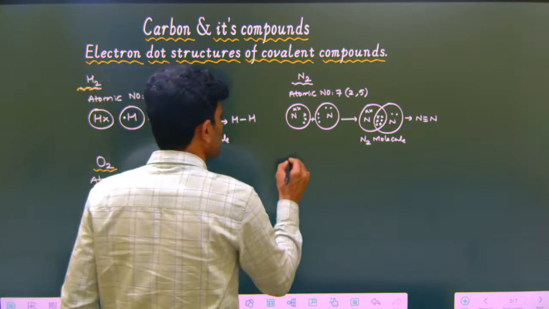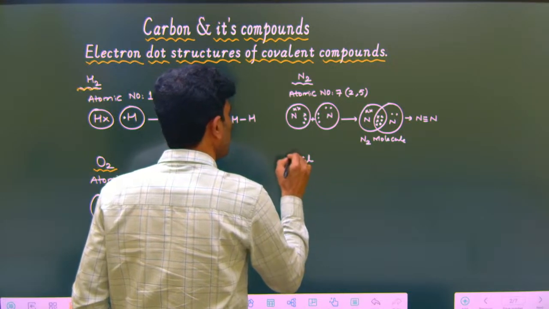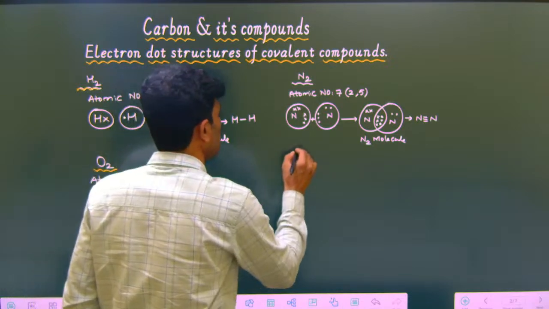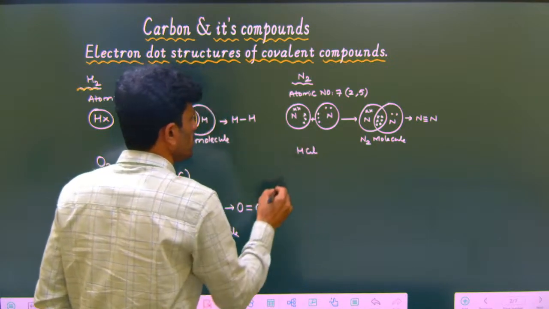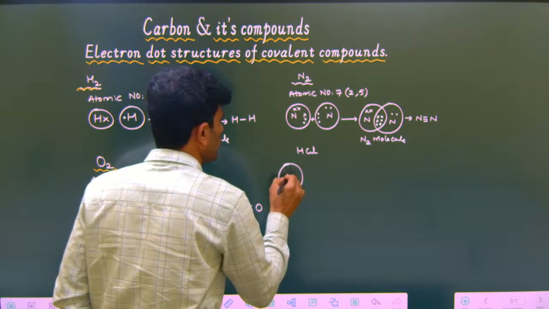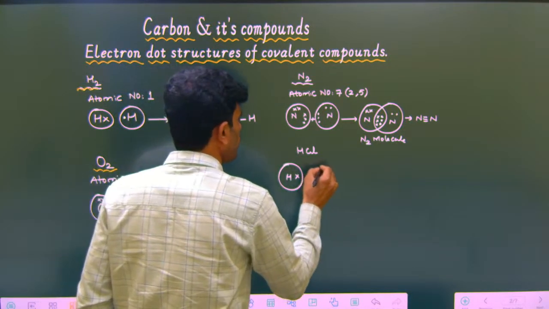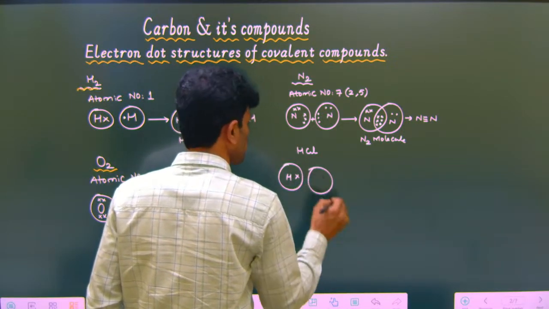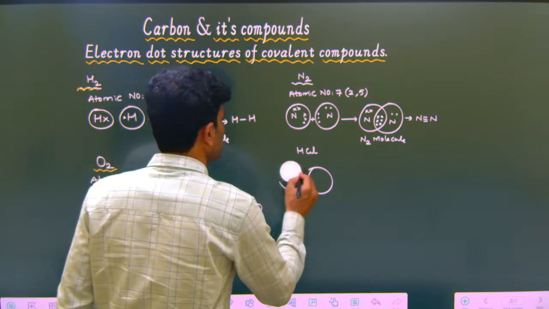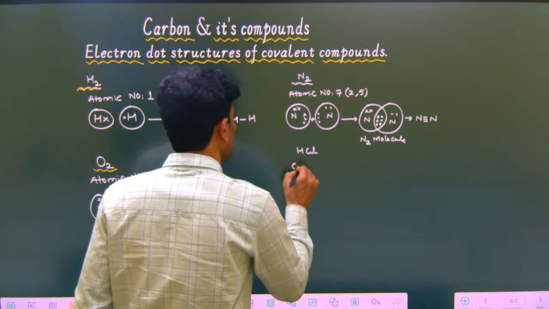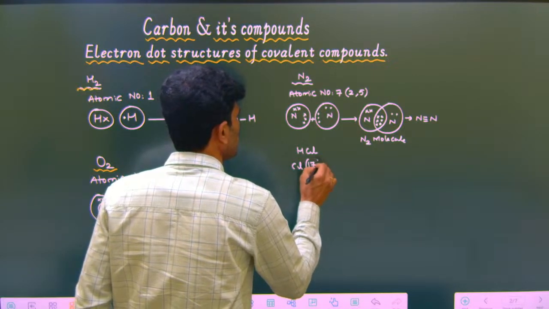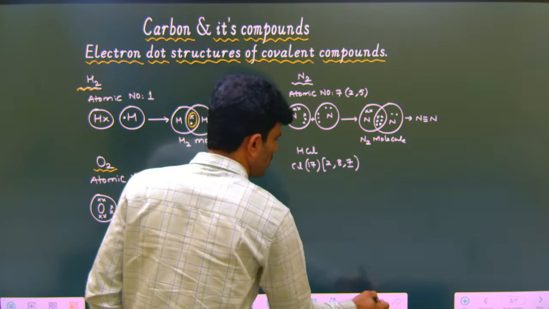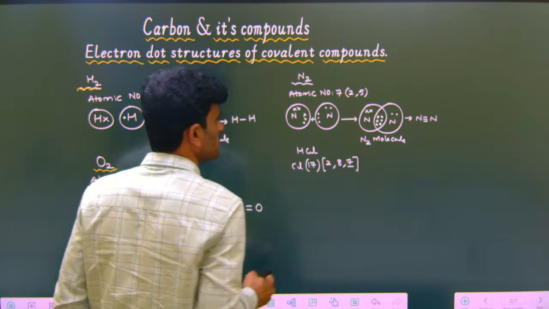Now let us see one more, HCl, hydrochloric acid. How will a covalent bond be formed between hydrogen and chlorine? Let us see here. Hydrogen will have only one electron in its outermost shell, but chlorine will have 7 electrons. Hope everybody knows the electronic configuration of chlorine. Let us write it first so that you will understand. Chlorine atomic number is 17 and electronic configuration is 2, 8, 7. So there will be 7 electrons in its outermost shell.